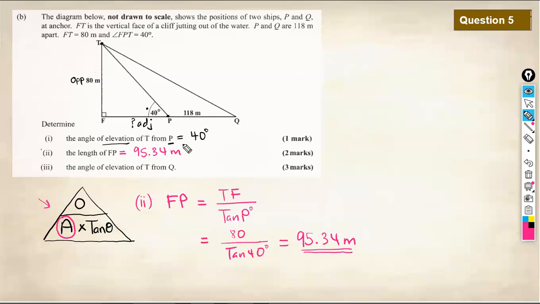Right, so one person said they used sine by mistake. Tan is opposite over adjacent. All right.